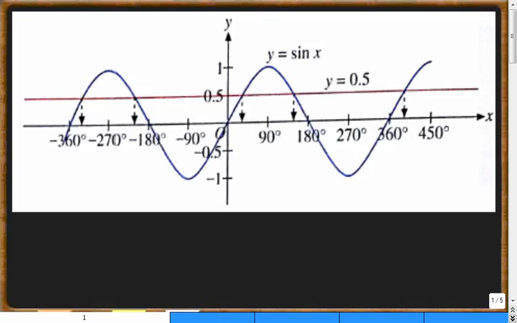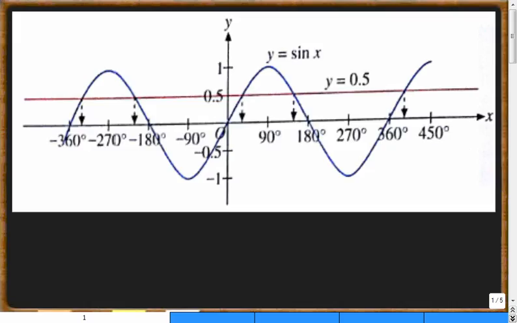So we're going to try and look at solving trigonometric equations and how this actually works. We've worked with graphing sines and cosines, using the unit circle to figure out the values of sines and cosines. So now we're going to learn how to solve trig equations.